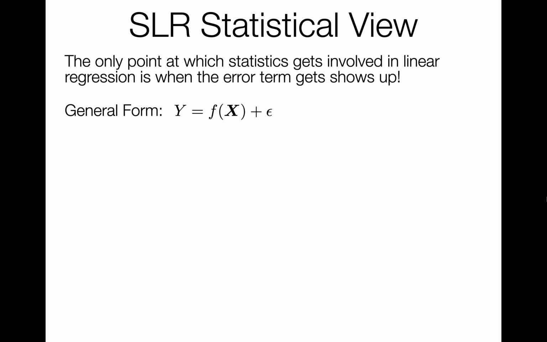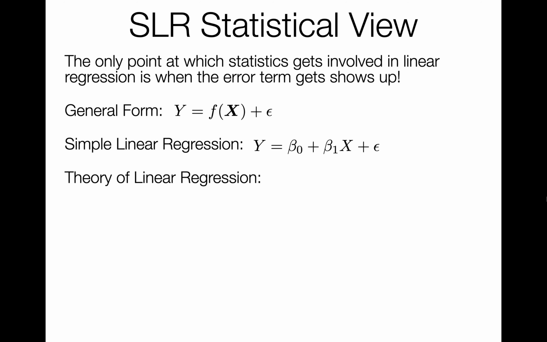The linear model is the most simple form of f, where f is just you add the predictors together. In the case that we're working with now, we only have one predictor, and then we have this intercept term as well. So f is just, some people would call it the identity function. It just sort of goes away. So I have y equals beta naught plus beta 1 x plus epsilon. So this is the theory of linear regression.